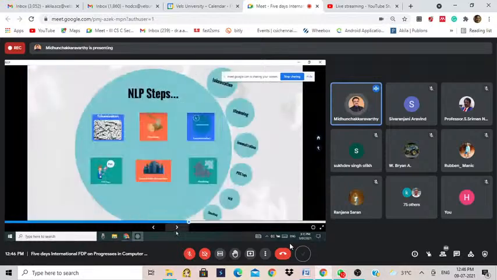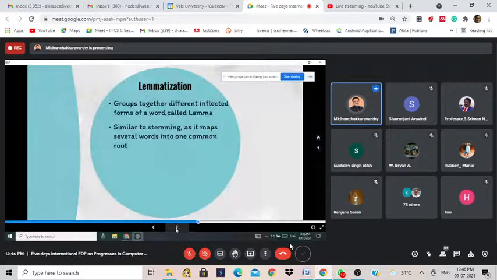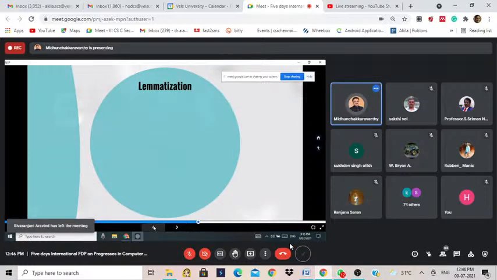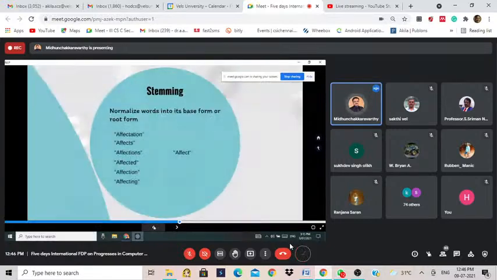Again, lemmatization is the same process, but here, in case you are using a large amount of data, it groups together different inflected forms of a word. In stemming it may not work in some cases. In some cases you may also want to know whether it is present tense or past tense, whether it is affected or affecting. In such cases we will be going for lemmatization.